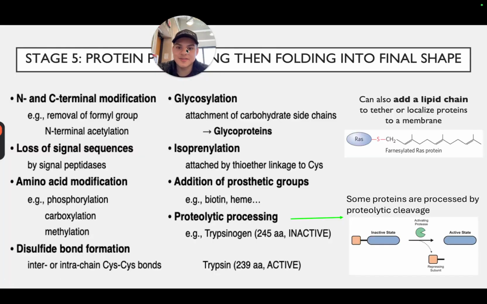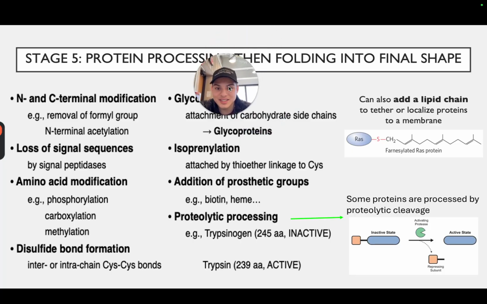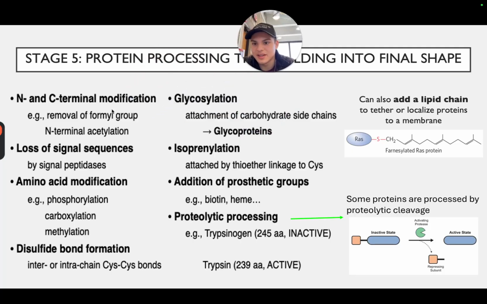And then stage 5 is protein processing, and then folding it to the final shape. So we can have a lot of these things. You should just know generally what they are. You don't need to know everything verbatim, but you just need to know specifically what each thing means. For example, glycosylation, we're attaching a carbohydrate side chain to form glycoproteins. Isoprenylation, we attach a thioester or thioether linkage to a cysteine residue. Addition of a prosthetic group, biotin, heme, hemoglobin, that kind of stuff. Proteolytic processing, so trypsinogen, trypsin.